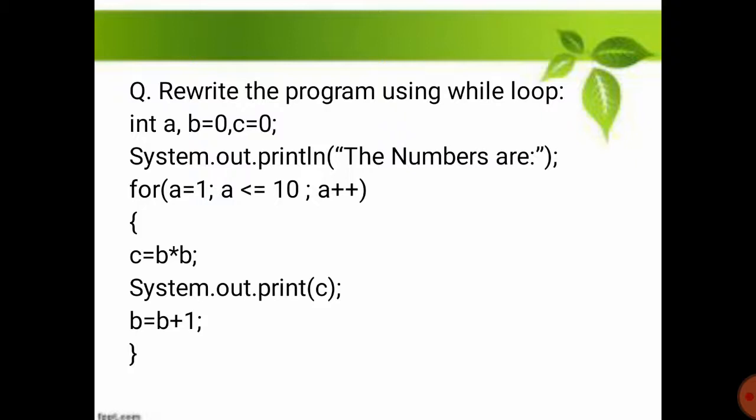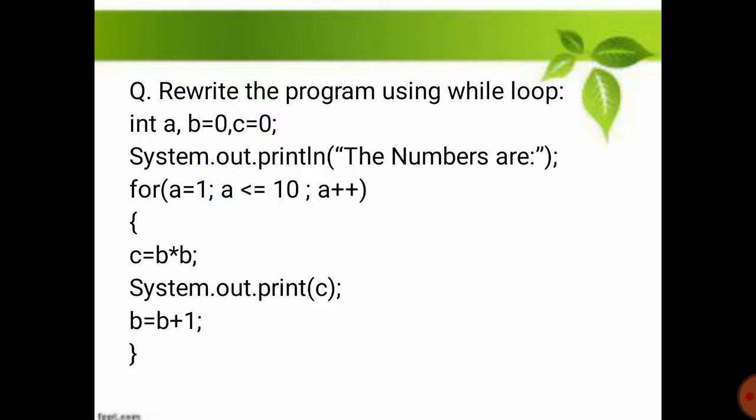Now my first question: rewrite the program using while loop. This code is based on for loop, and we have to write this loop using while loop. So int a, b is equal to 0, c is equal to 0. Here there are three variables a, b, c, where b and c are initialized by 0. After that System.out.println, "The numbers are". Then the for loop is there: for a is equal to 1; a is less than or equal to 10; a++.